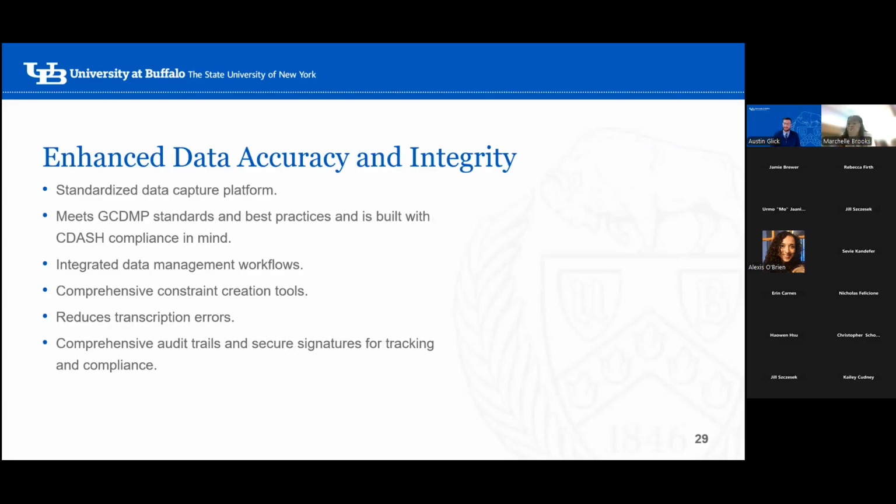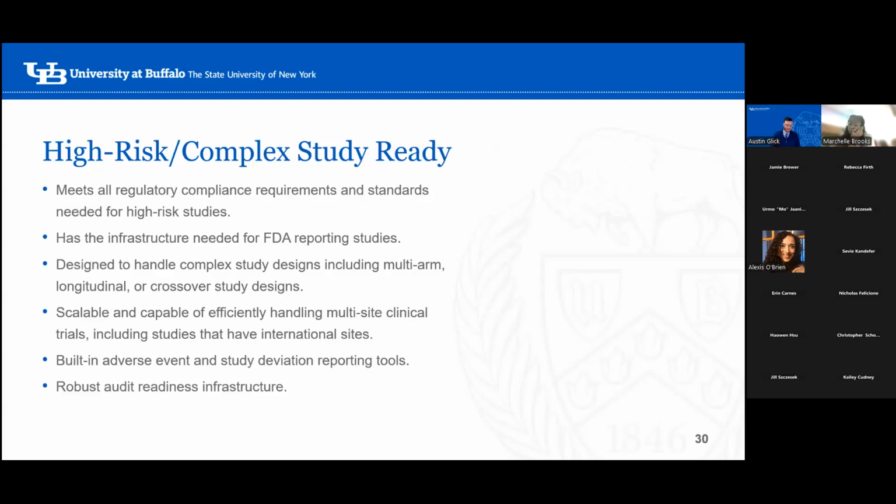And then it's got comprehensive audit trails and secure signatures for tracking and compliance. That just means that anytime we're using the system, we're a lot less at risk for any types of audits. If an audit were to come down the line, it's still not going to be fun, but we're going to be set up a lot better for dealing with it with this system.